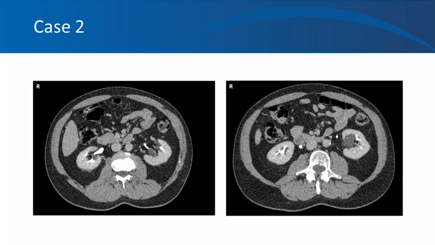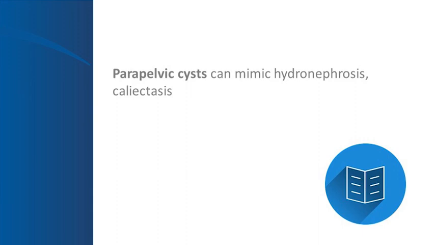We obtained a CT scan with contrast, which showed that the collecting system is filled with contrast, and there are distinct hyperdense lesions here and here, which essentially means that these structures are not in continuum with the collecting system. So these are parapelvic cysts and not cheliectasis or hydronephrosis. The take-home point from this case is that parapelvic cysts can mimic hydronephrosis or cheliectasis, and CT scan with contrast should be considered in cases where you need more clarity.